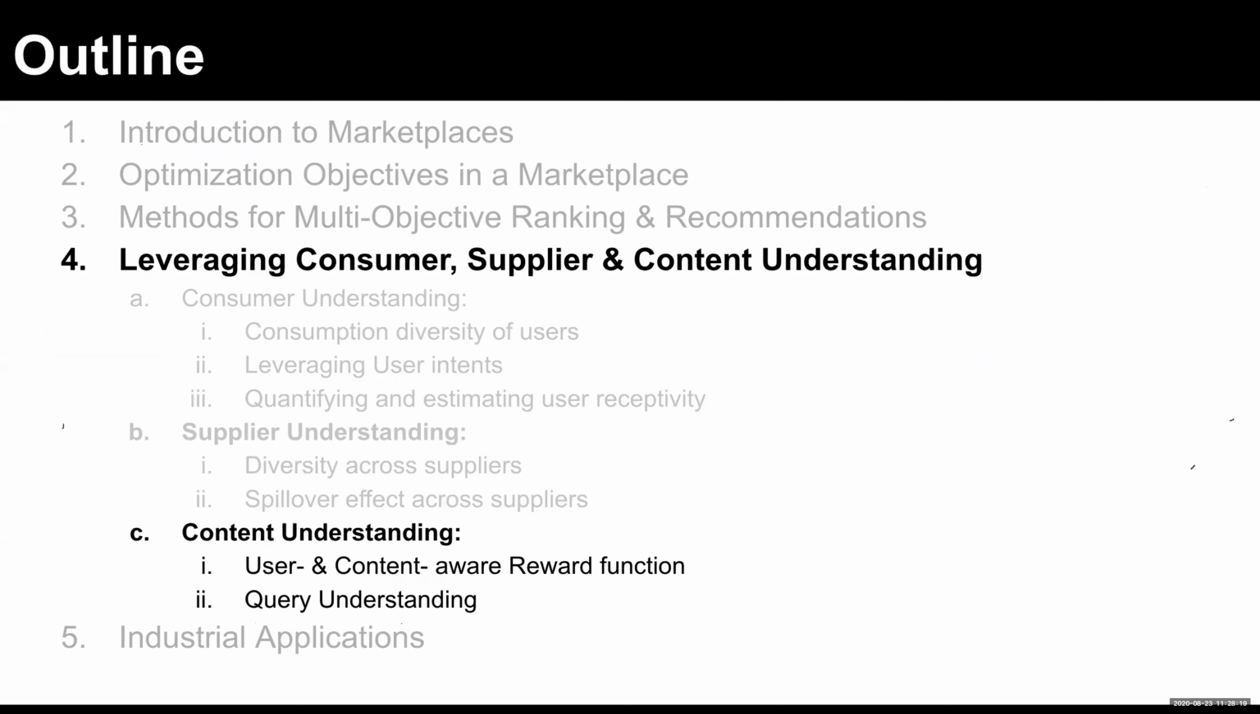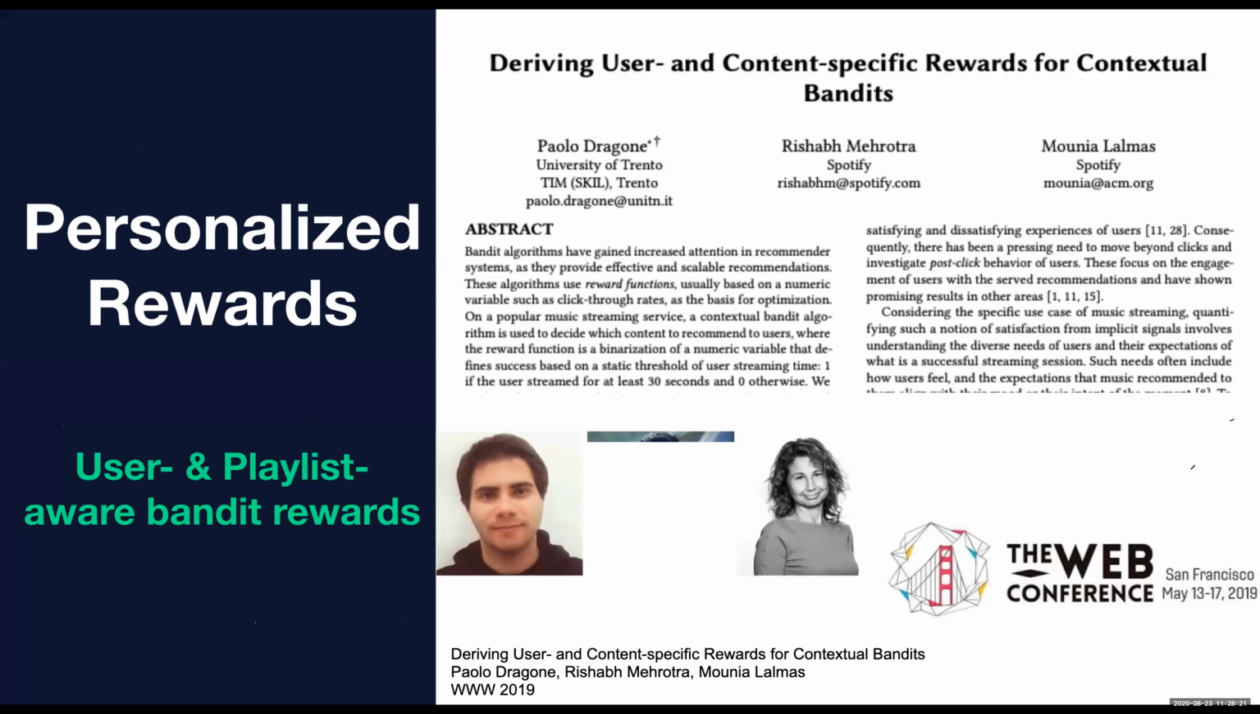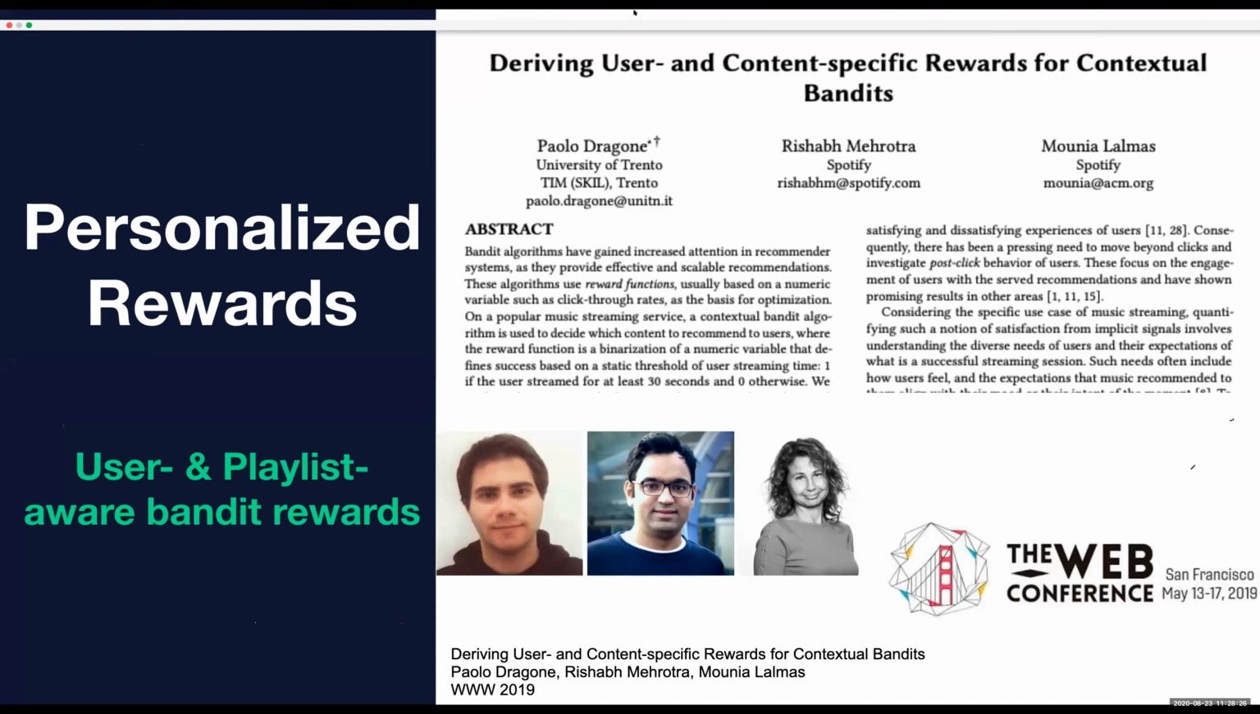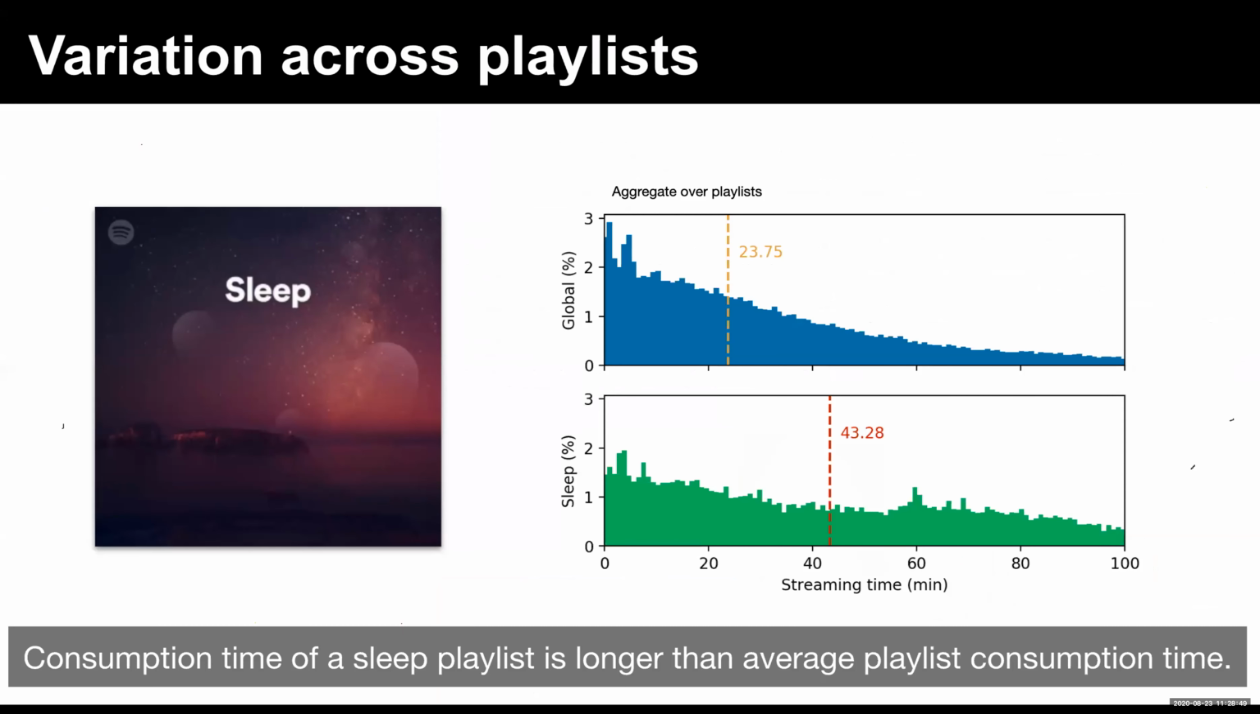Finally, a couple of quick results on content understanding. So far we've talked about user understanding, content, and supplier understanding. Now I'm going to pitch that when you're talking about users and suppliers, also keep in mind the actual content. This paper is from WWW, the Web Conference, last year. Paulo, who's now doing machine learning at Criteo, was an intern with us in London, and this is work from his internship.